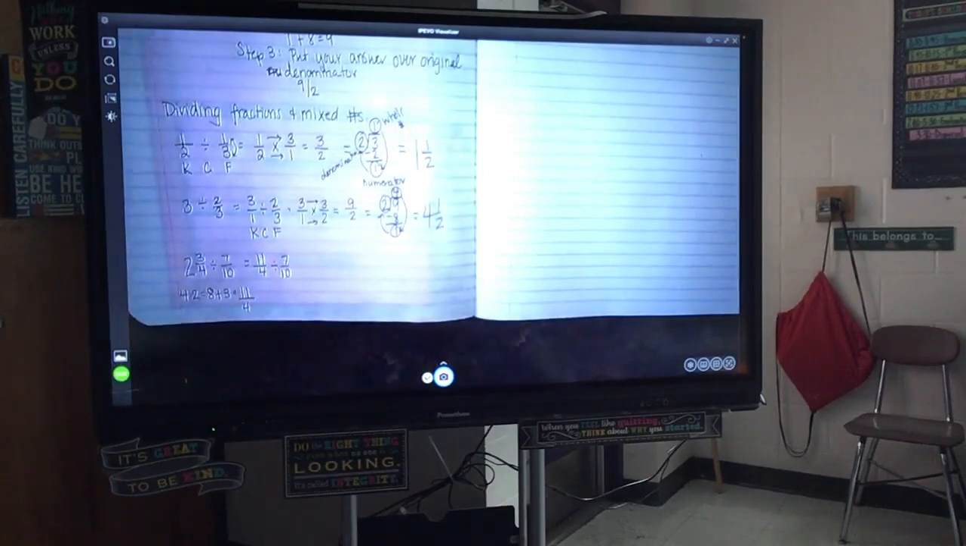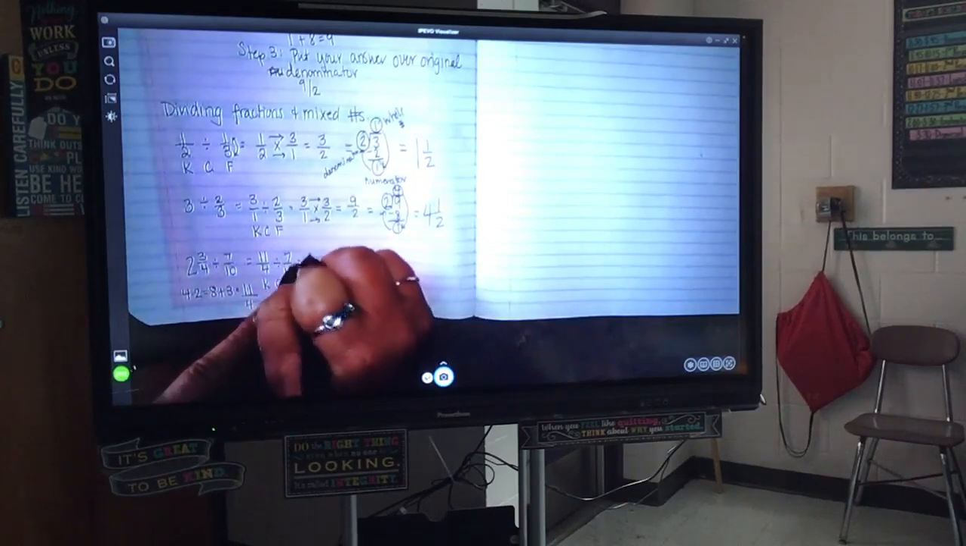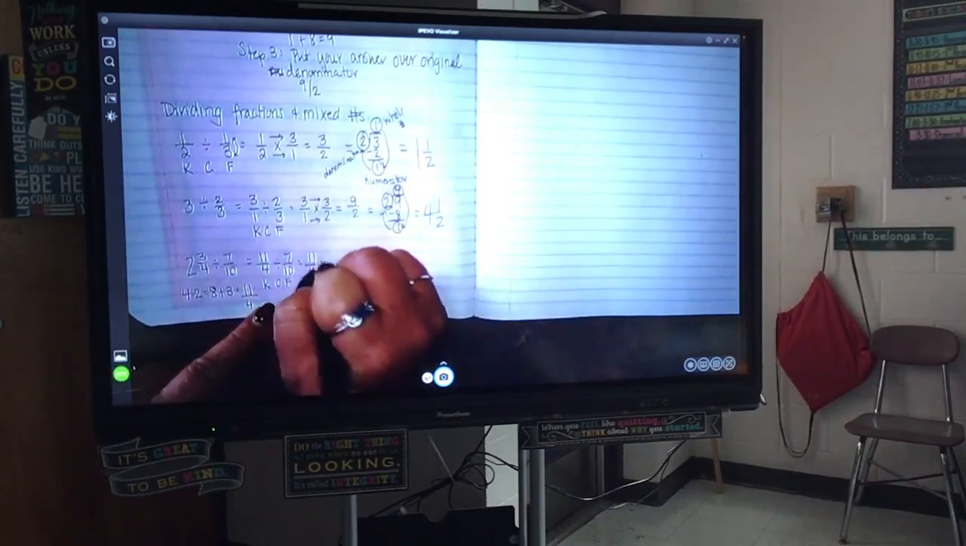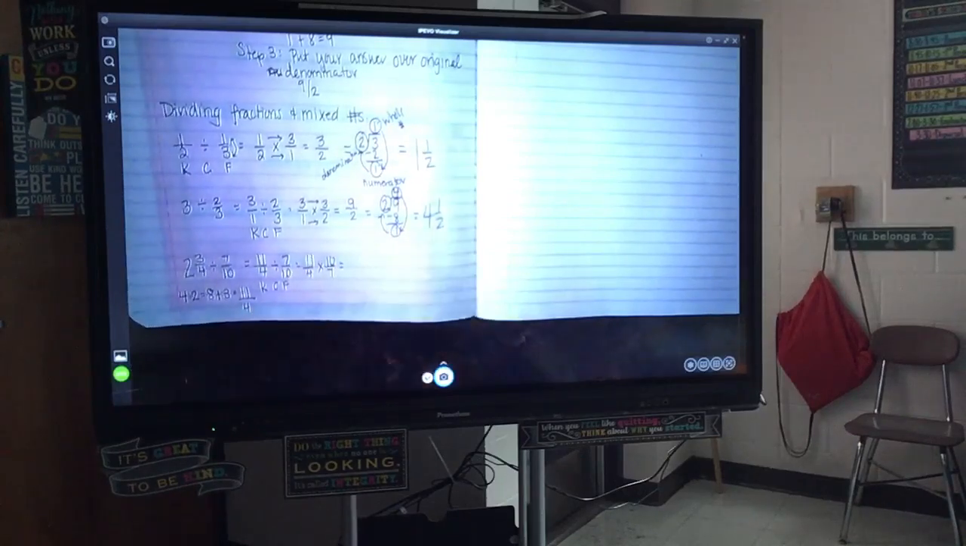All right, am I ready to start the keep, change, flip process now? Yes, because I have 2 fractions. So keep, change, flip. I'm keeping the first one, changing my operation, and flipping the second one.